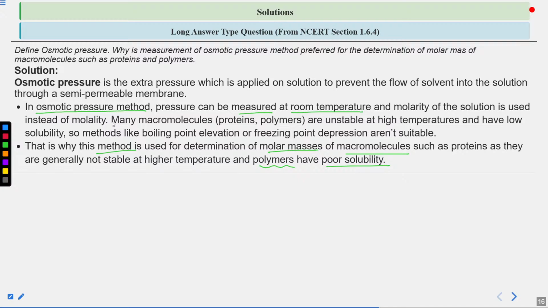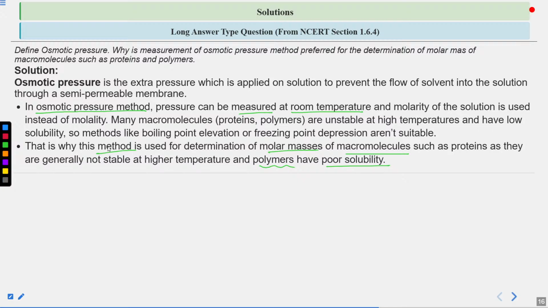Okay, so when the temperature increases, the solubility decreases for macromolecules, and this is not the case in the osmotic pressure method. That's why we prefer the osmotic pressure method for determining the molar mass of macromolecules like proteins and polymers. Okay, so this is the correct explanation for the given question. As I said, you can explain it more or add one or two points as per the requirement.